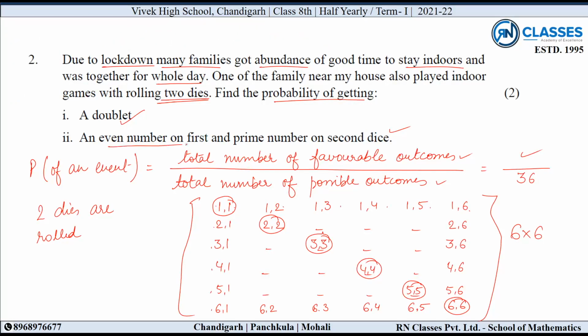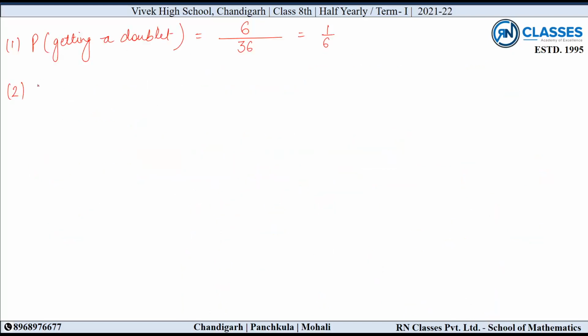Next one. An even number on the first and a prime number on the second. Okay, probability.